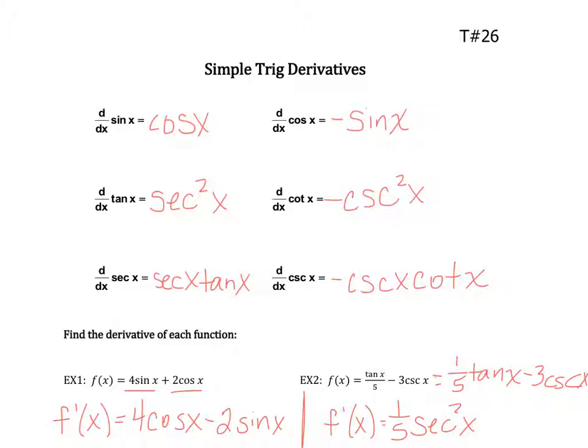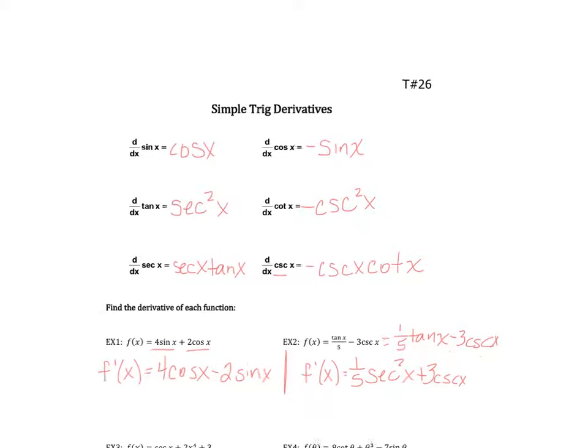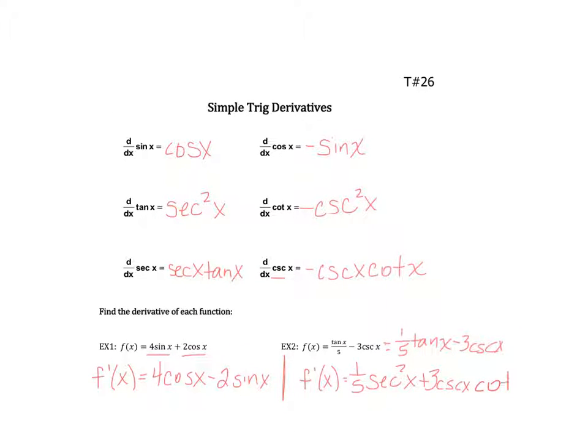And then the derivative of negative cosecant: if the derivative of cosecant is negative cosecant cotangent, then the derivative of negative cosecant would be positive. So this is going to be plus 3 cosecant, put it in there, cosecant cotangent. So it's just a matter of learning those derivatives. And I'm going to show you something before we go on.